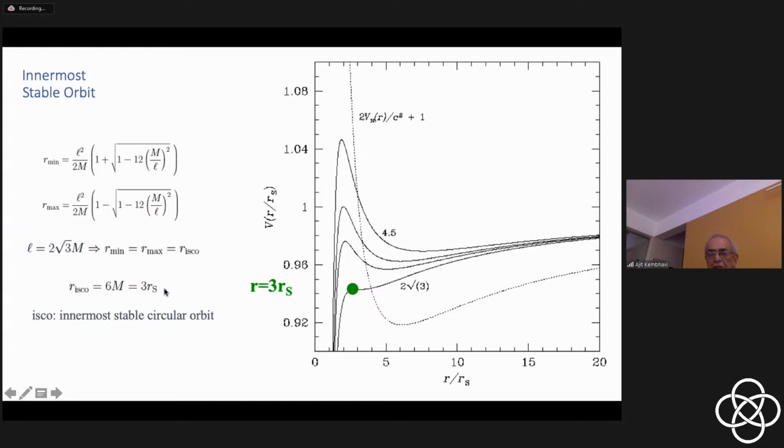So please remember this, because I'm going to talk about it again when I go to rotating black holes. When you've got a Schwarzschild black hole, the innermost stable orbit which is possible is 3 times the Schwarzschild radius. So if the sun were a black hole, then the innermost stable orbit around it would be 9 kilometers in radius.